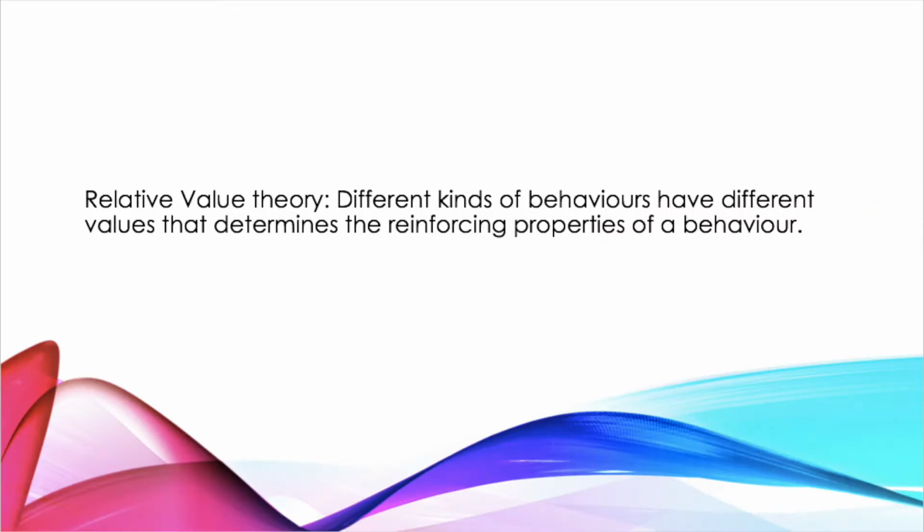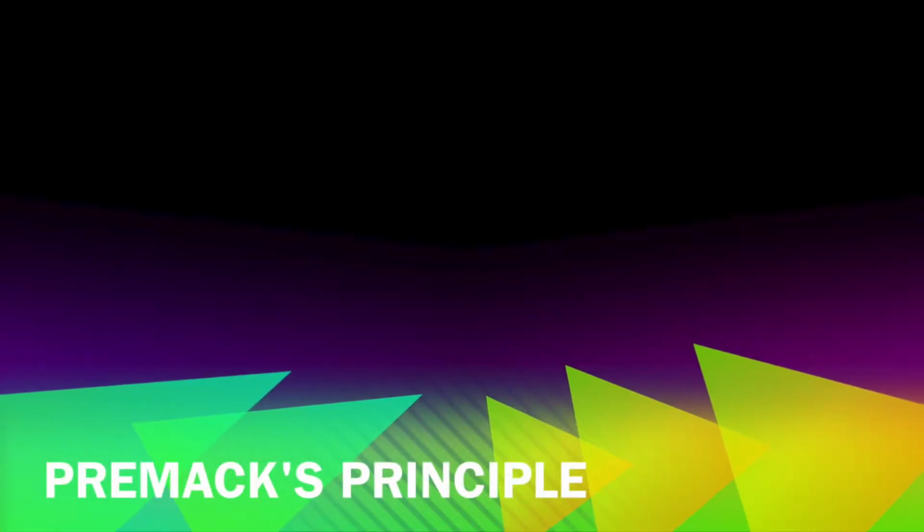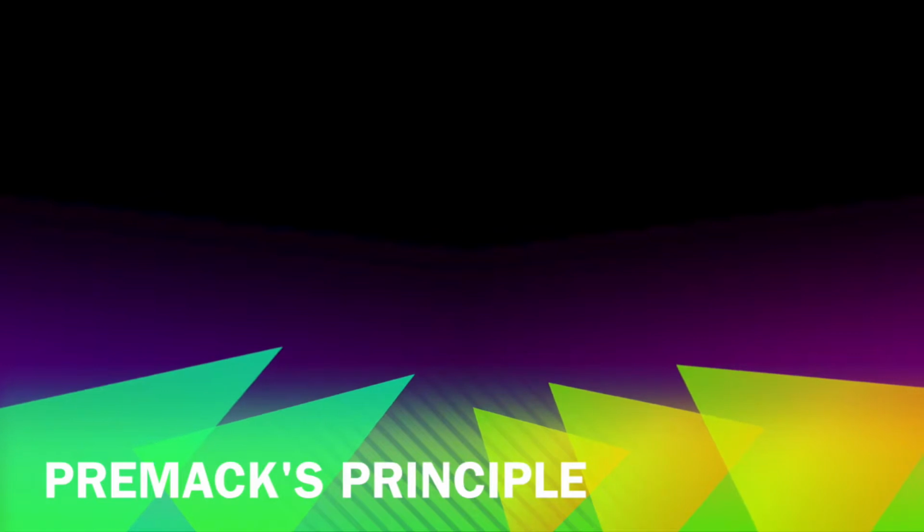The relative value theory states that different kinds of behaviors have different values that determine the reinforcing properties of this behavior. Premack states that the reinforcement involves a relation between two behaviors, where one behavior is reinforcing to the other. This led Premack to make the following generalization known as the Premack principle. One can increase the performance of a low probability behavior by making the opportunity to perform a high probability behavior contingent upon it. In order to better understand the Premack principle, here is a real-world example of it in action.